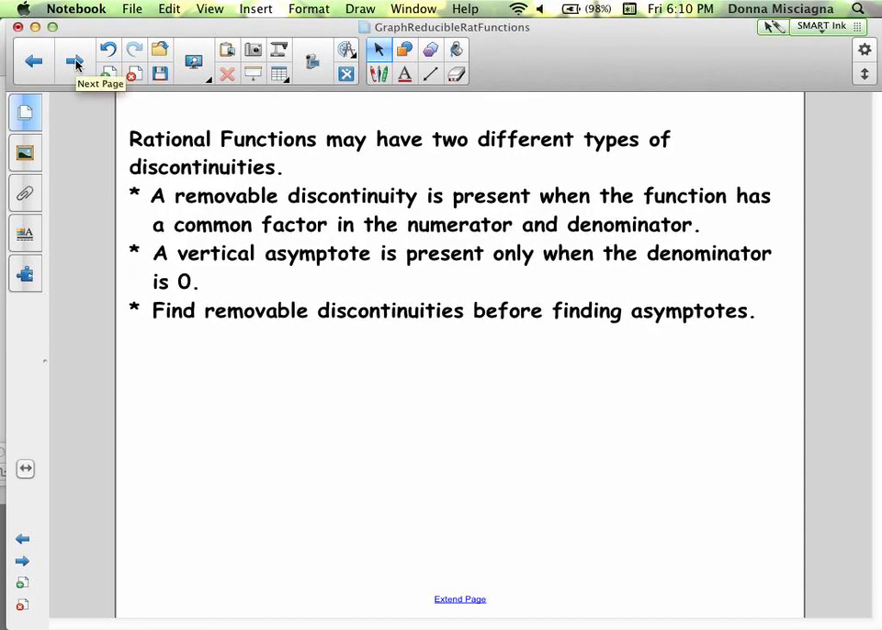So rational functions can have two types of discontinuities. We've seen one of them, and that's our vertical asymptotes, and now we're going to learn another one. So we have what's called a removable discontinuity. It is present when the function has a common factor in the numerator and the denominator. A vertical asymptote is present only when the denominator is equal to 0, and that's after reducing, if possible.